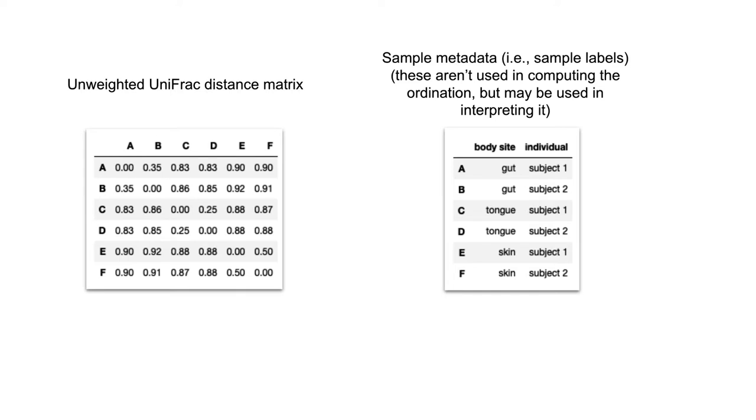Now, there is sample metadata associated with these. These, again, represent human microbiome samples. But you'll see, we're not going to use the sample metadata or the sample labels in computing the ordination, but we will end up using them when we come and try and interpret the ordination. The key here that differentiates this from a supervised learning method is that in a supervised learning method, these labels or metadata would be part of the actual computation. That will be covered in the next lecture in this series.